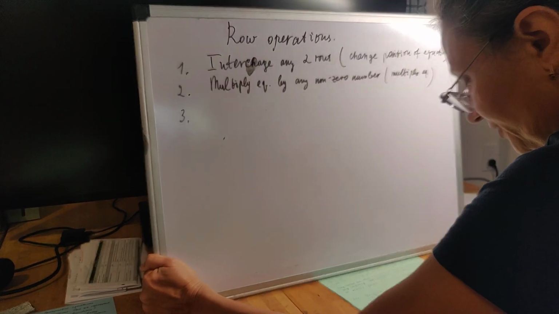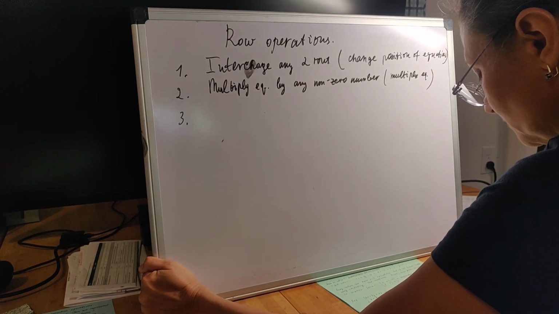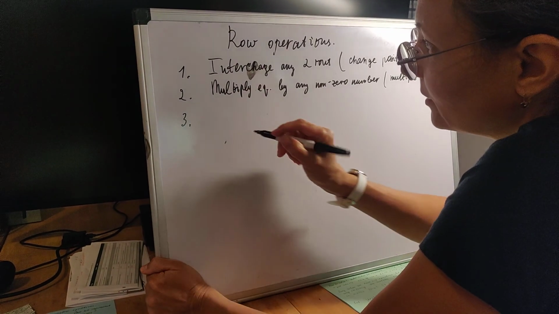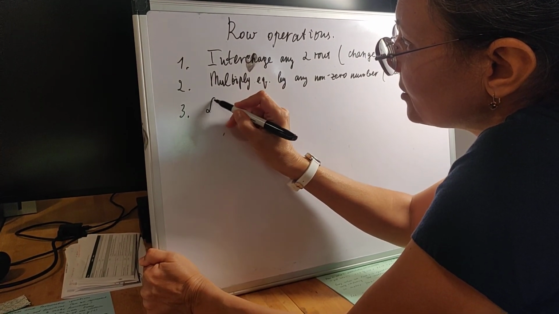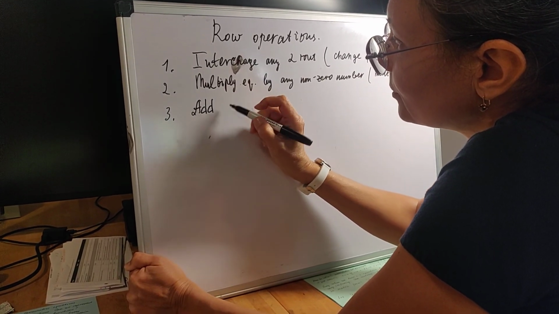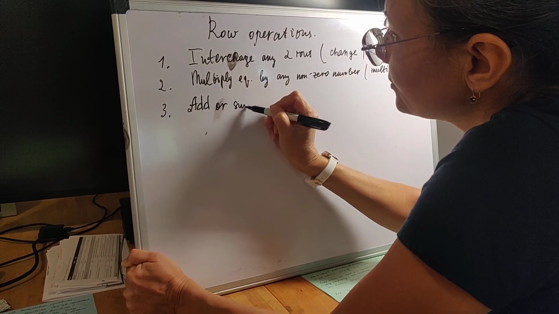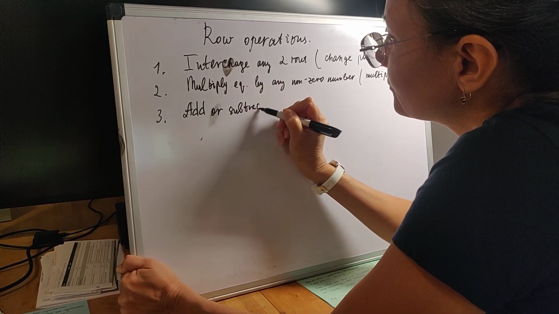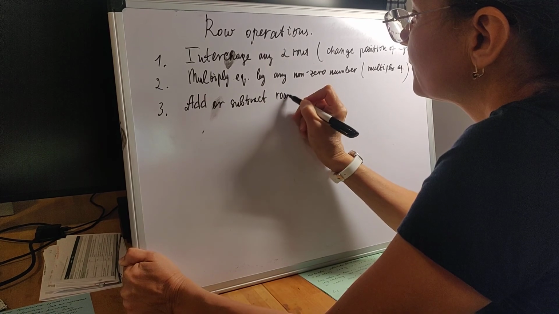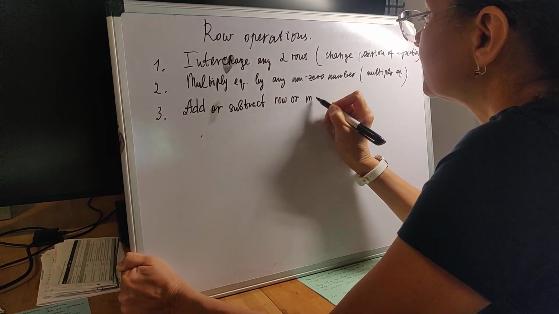Row operation number 3: add or subtract rows or multiples of them. Well, we remember that we can add or subtract equations, right? We can do the same with rows. Add or subtract rows or multiples of them.